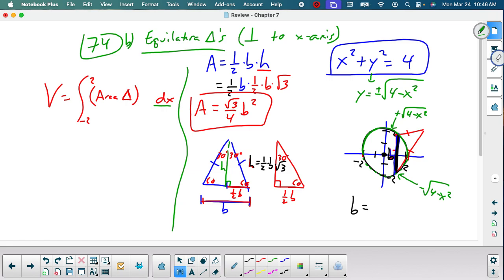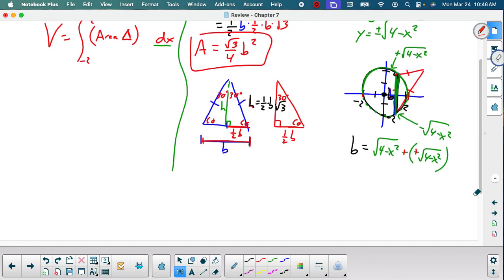So if I want to find b, the distance between these two functions, I take the top, which is the positive square root of 4 minus x squared, minus the bottom, which is the negative square root of 4 minus x squared, and that's the distance between these two functions at any given time. And if I distribute my negative through, this is going to make this plus, and so my base, at the end of the day, ends up being the square root of this stuff plus the same thing. I end up with 2 square roots of 4 minus x squared.